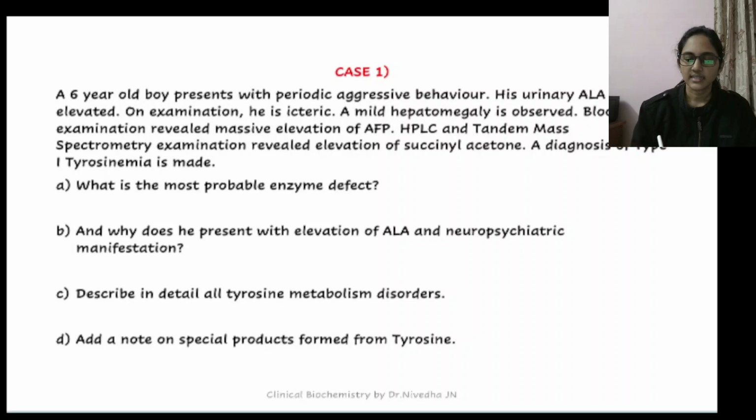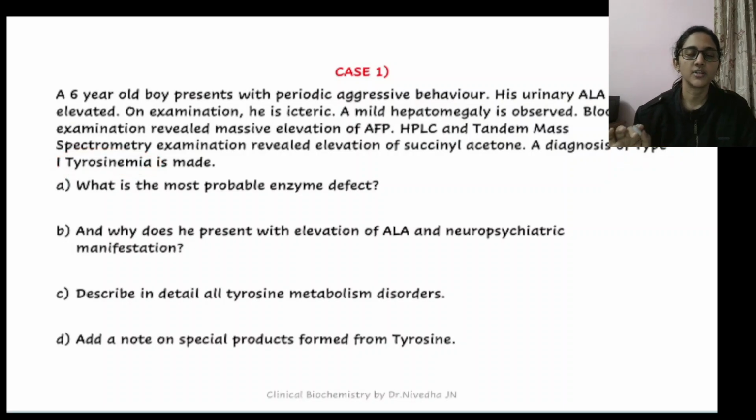The first case is a 6-year-old boy who presents with periodic aggressive behavior. If my voice is not audible, please let me know in the chat box. His urinary ALA is elevated. On examination he is jaundiced and has mild hepatomegaly. Blood examination reveals massive elevation of alpha fetoprotein, and when you do HPLC or tandem mass spectroscopy, there is elevation of succinyl acetone. A diagnosis of type 1 tyrosinemia is made.